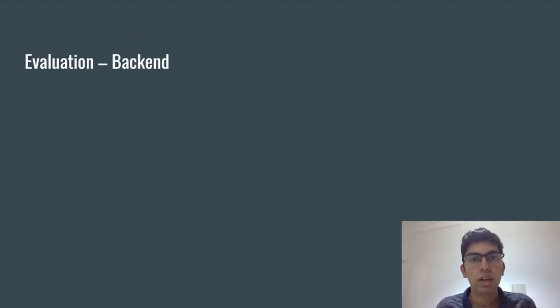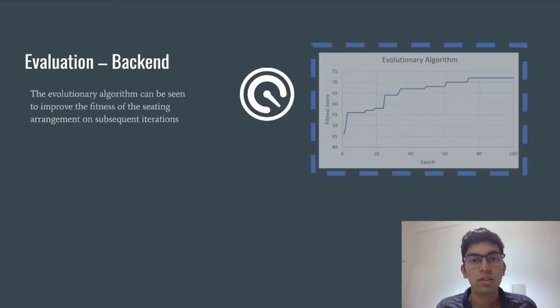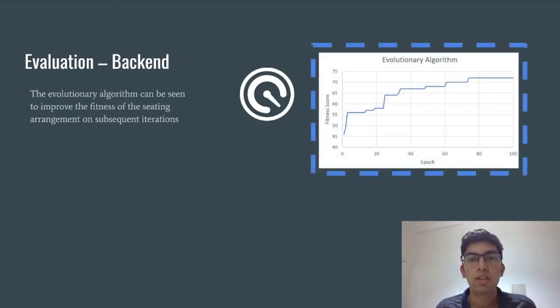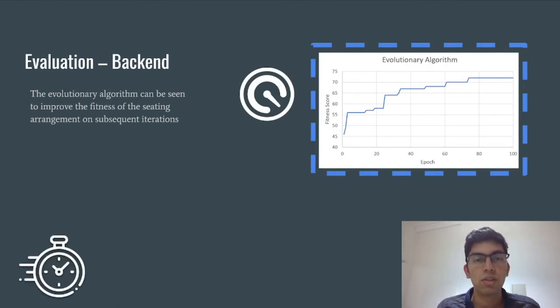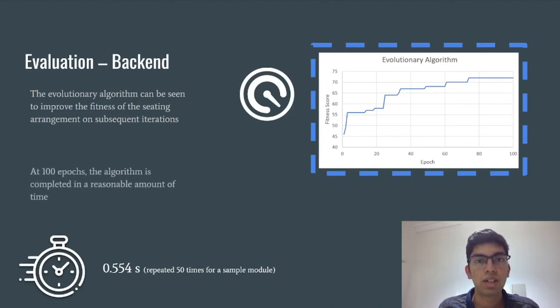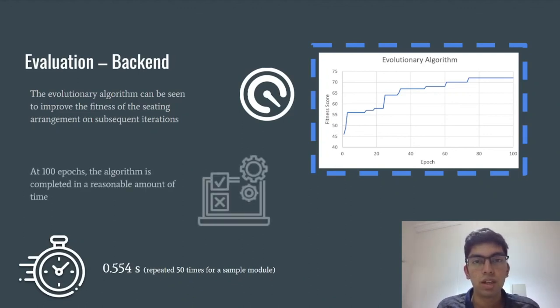To evaluate the backend, we first decided to check the performance of our evolutionary algorithm. As you can see in the graph, the maximum fitness score of the population gradually increases as the number of epochs increases. We also decided to benchmark the algorithm, and it takes around 0.554 seconds on average to execute, which is a reasonable time for 100 epochs. We also decided to do unit testing for the different components that are used in the algorithm to ensure that they are functioning properly.